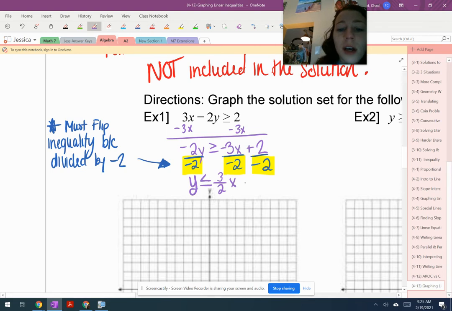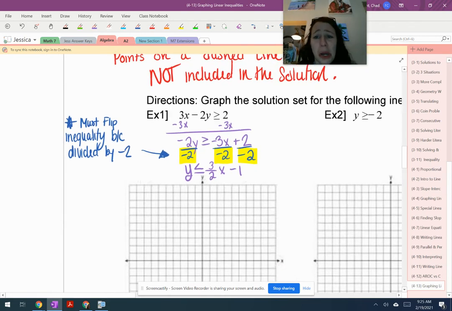3/2 x minus 1. Oh my gosh, I just want to finish these so bad so I can eat some breakfast.